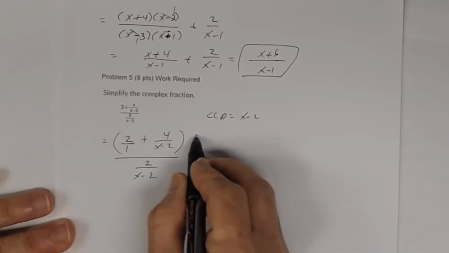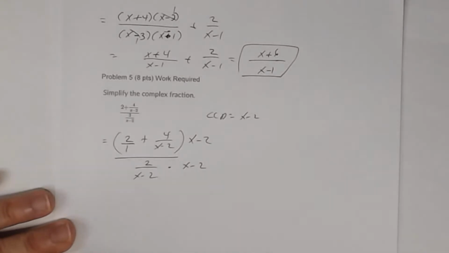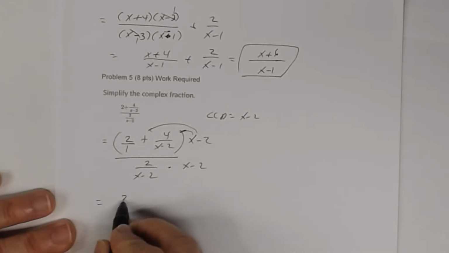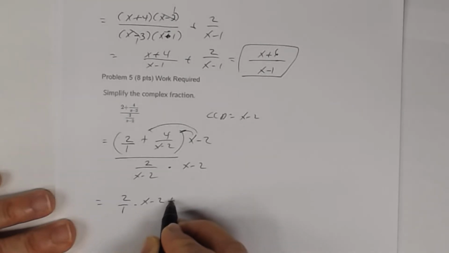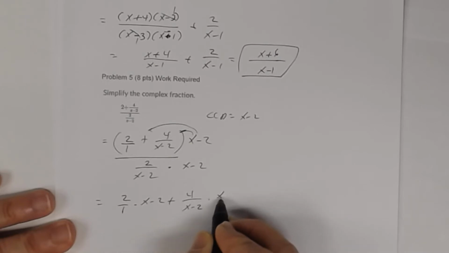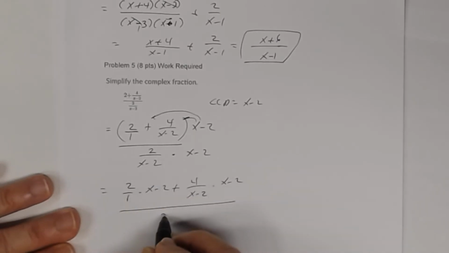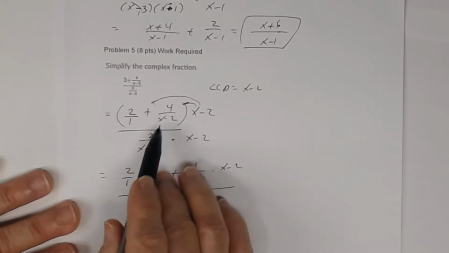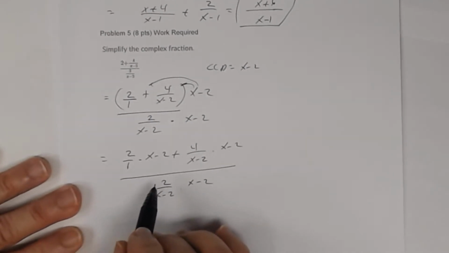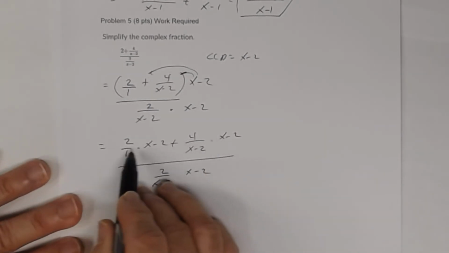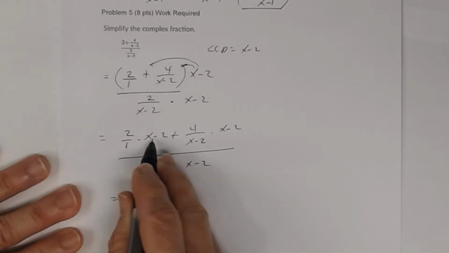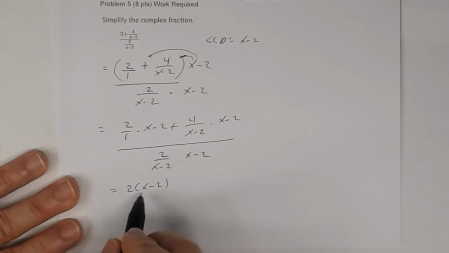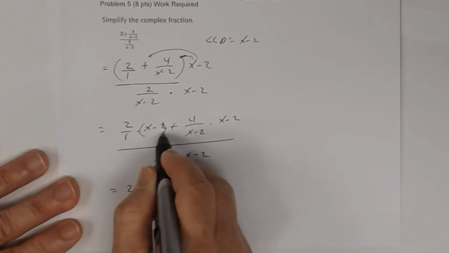So here's what I'm going to have: times x minus 2, times x minus 2. Okay? Now I'm going to distribute the x minus 2 here. So I get 2 over 1 times x minus 2, plus 4 divided by x minus 2 times x minus 2, divided by 2 over x minus 2 times x minus 2. So all of these fractions are multiplied by x minus 2. And now in the numerator, I have 2 times x minus 2, but you have to put that in parentheses, so be careful. This x minus 2 has been multiplied by 2 in every term, so you need parentheses right here.